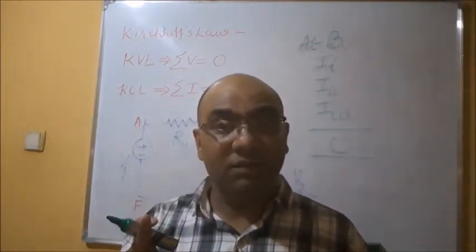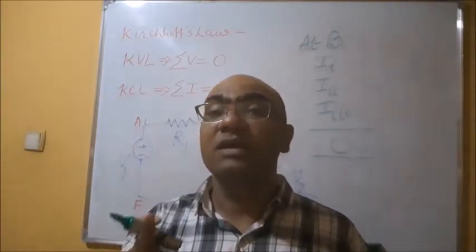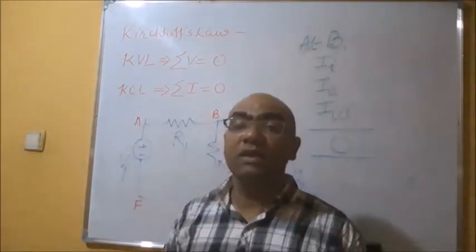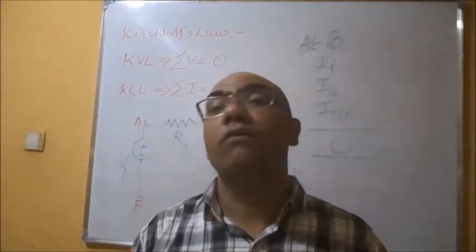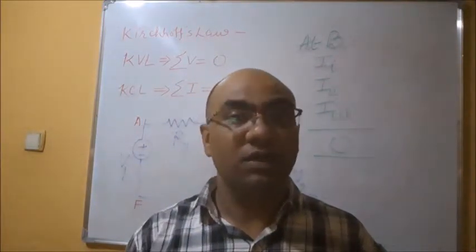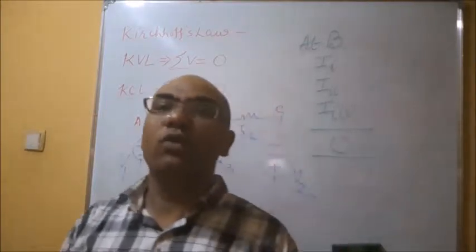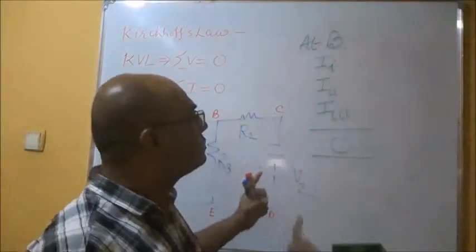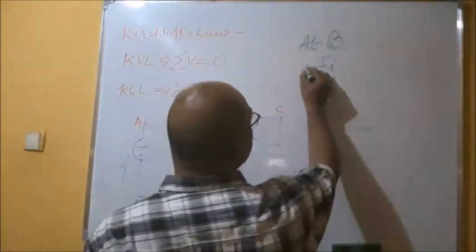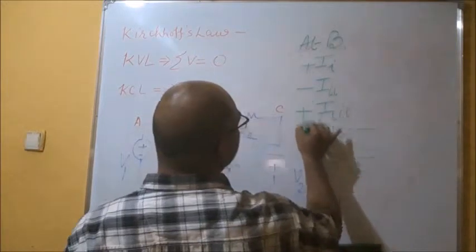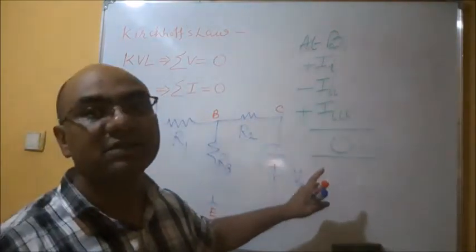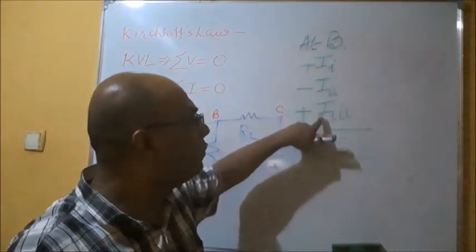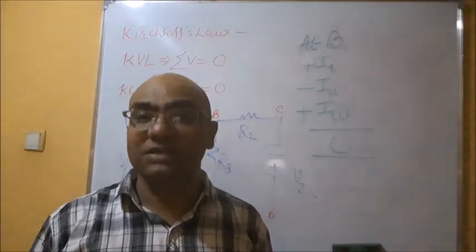Keep in mind, the sum is an algebraic sum. So we can define our definition and we can say the algebraic sum of the current at any junction is always 0 according to Kirchhoff's current law. Suppose, for example, this is in plus, this is in minus, this is in plus. So the algebraic sum means we will consider the sign of I1, I2 and I3. This is called algebraic sum.